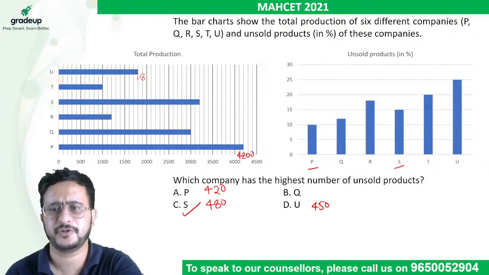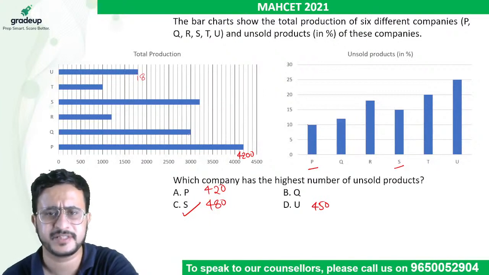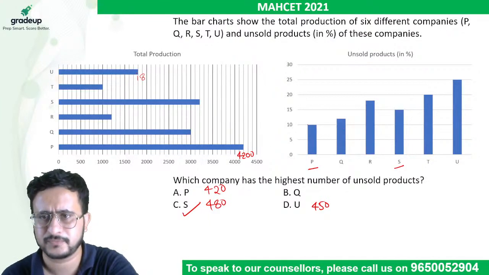We did not calculate for Q because it was evident that Q has a lower percentage and fewer unsold products also.